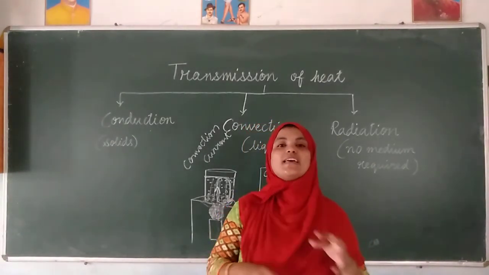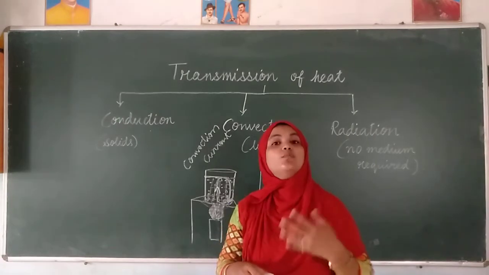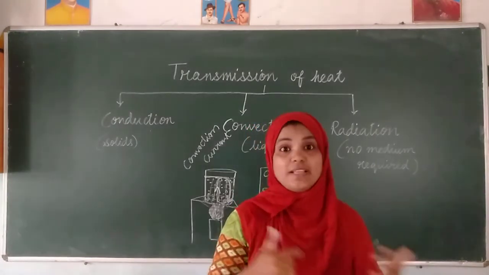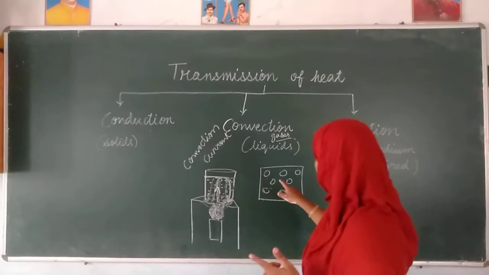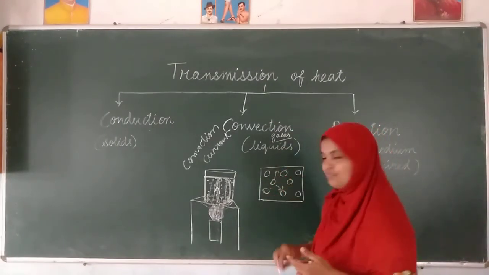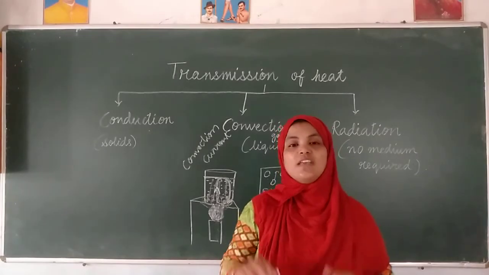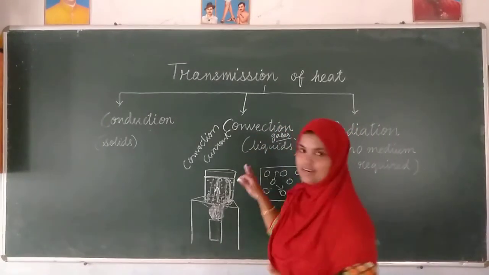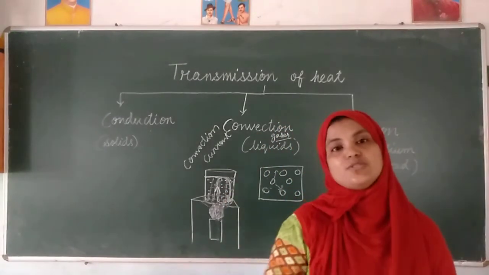So this is called the convection current, the movement of particles from one place to another. Why is it feasible? Because the molecules have space between them and they can move here and there. Did you understand? So that is about convection currents. Okay, convection mode of transmission of heat.